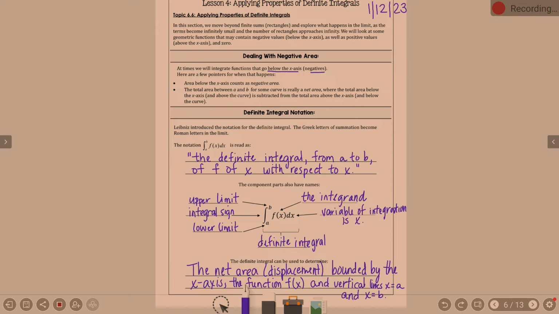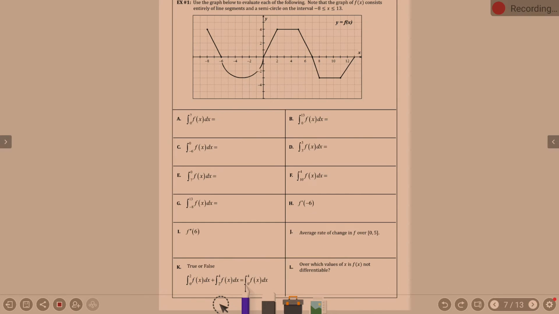Yes, we will. So, okay, I think you guys are all caught up, right? Use the graph below to do this. So A, the definite integral from 0 to 7 of f of x with respect to x. What is this asking me to do?